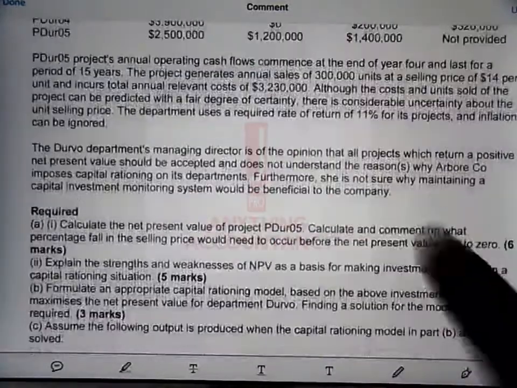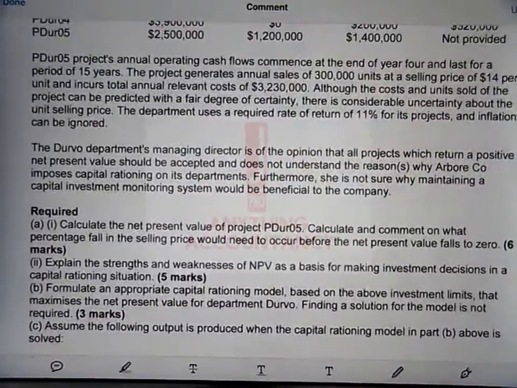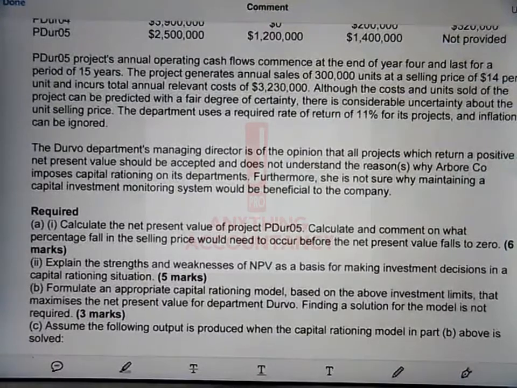What's question 20 all about? Calculate NPV of PDUR05. Calculate and comment what percentage fall in selling price would need to occur before NPV falls to 0. That's sensitivity analysis. Are you clear now? Got it? That's doing sensitivity analysis. Sensitivity analysis is quite easy.